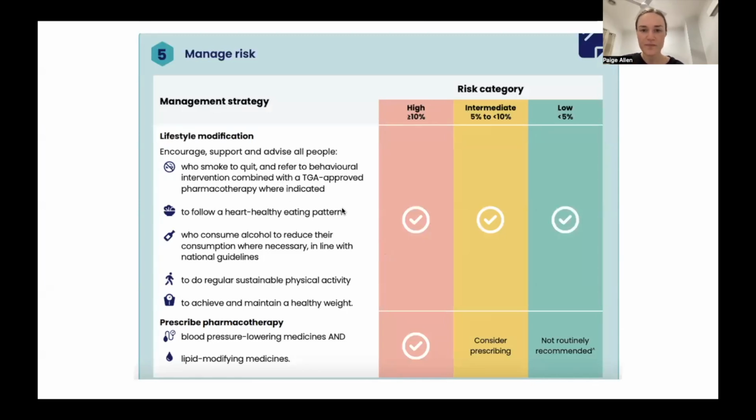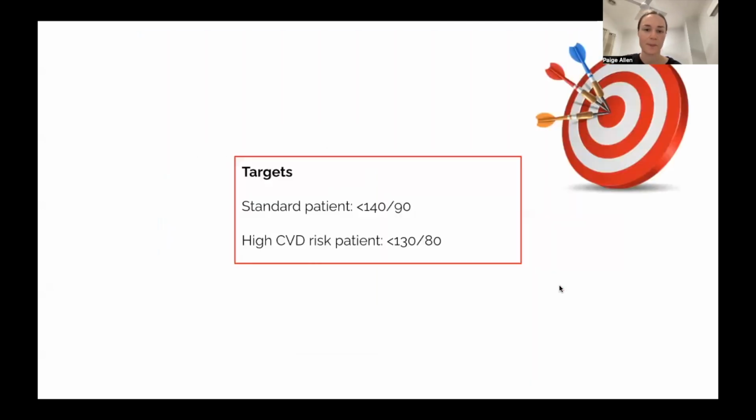So for people that are in that high category of greater than 10% risk, it's recommended that you prescribe them at least one of the two. Generally, you're going to prescribe both a blood pressure lowering and a lipid lowering medication. If they're at that intermediate risk, then you're going to consider prescribing, depending on how their blood pressure and lipid levels actually are. And then if they're low, generally not needed. You can just stick with your lifestyle modification stuff.